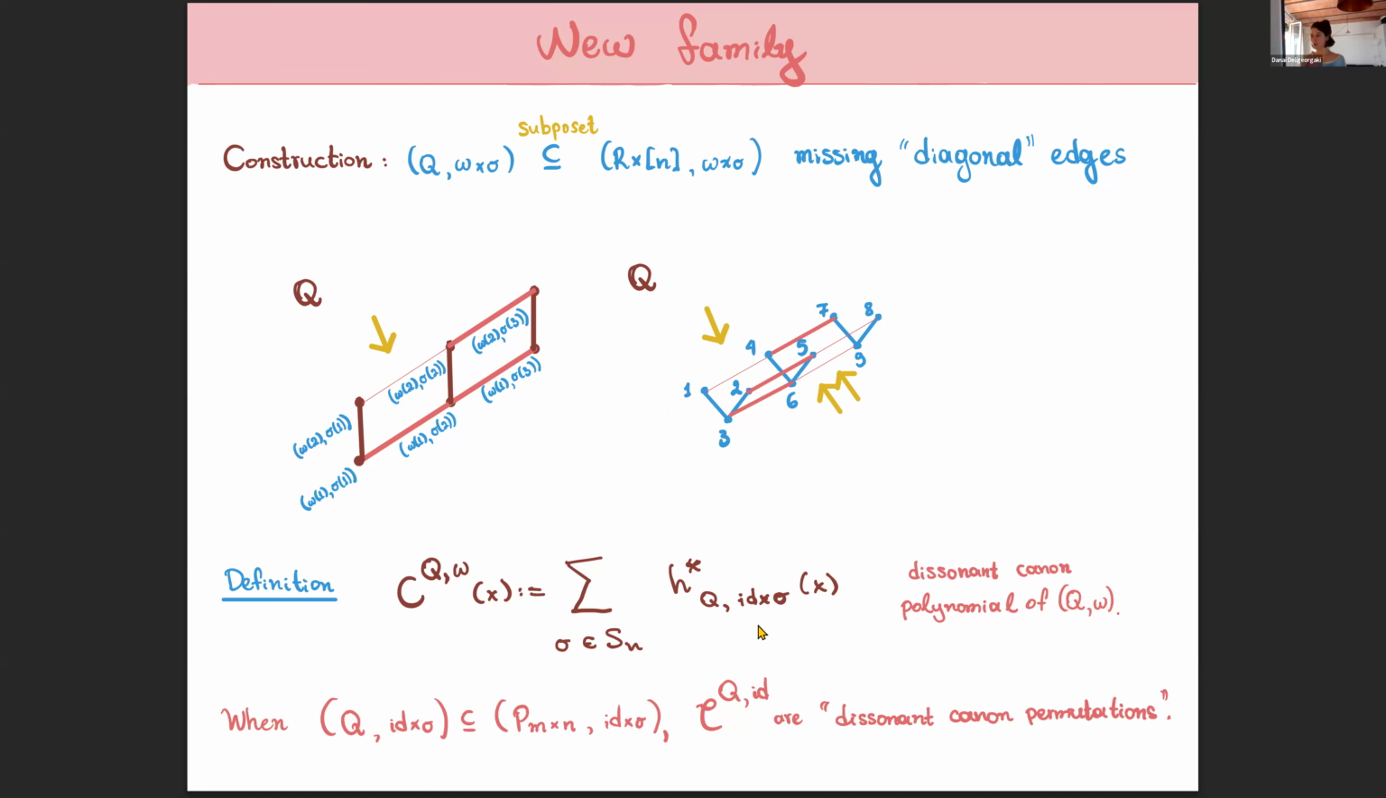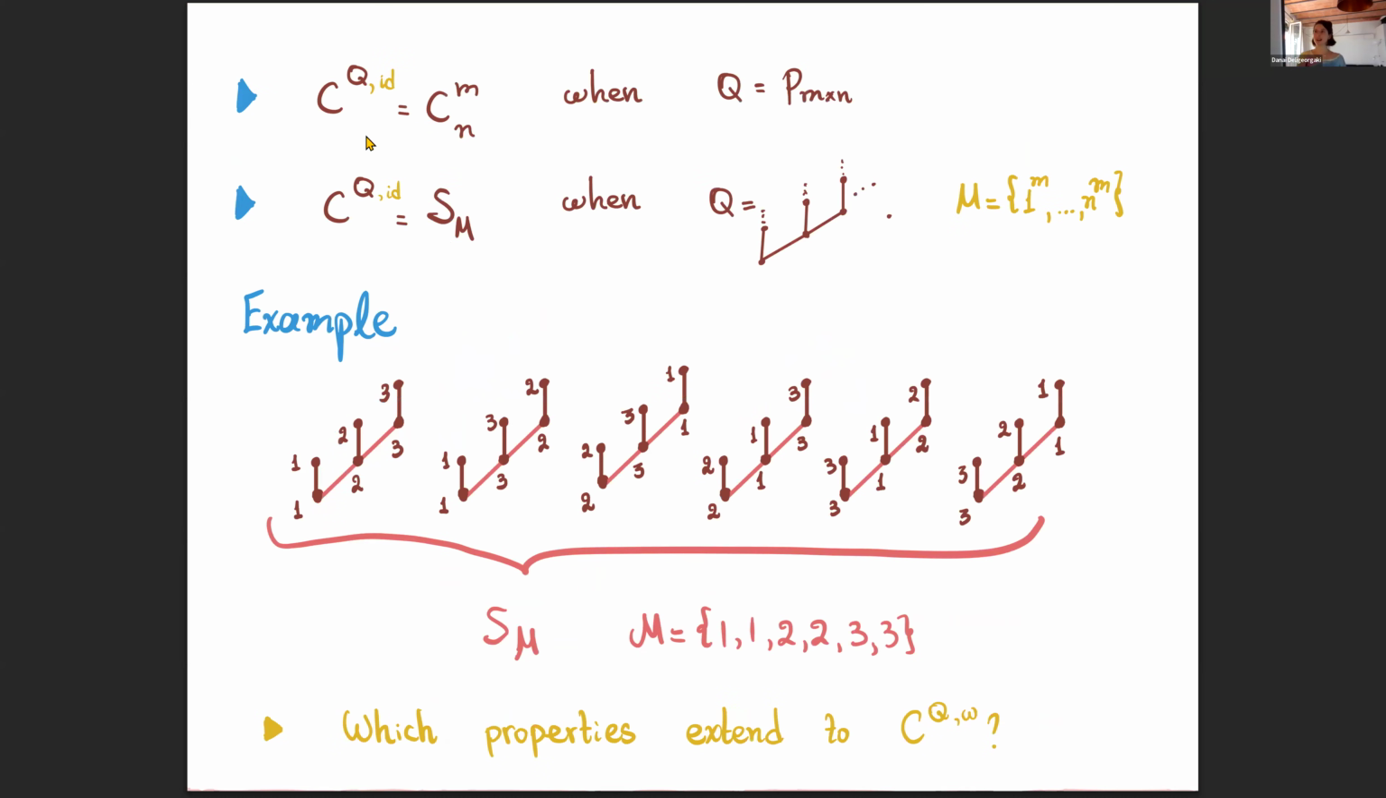And why do I call them dissonant Canon polynomials? I do it because, in the case where I have the chain and the identity labeling, they generalize Canon permutations, right? And not only do they generalize Canon permutations, so that I can obtain Canon permutations when I remove no edges, but they also generalize regular multiset permutations.